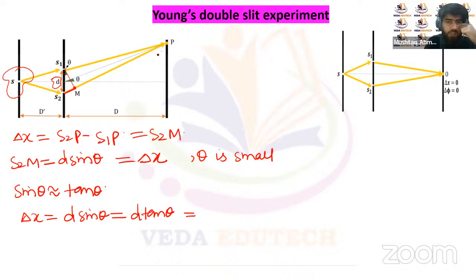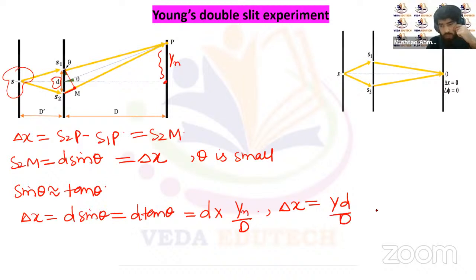Let's suppose at a vertical distance of y from the center of the screen, the spot, or the interference, occurs. So this tan theta will be y upon D, where the separation between the slit and the screen is capital D. So d tan theta will be d times y upon D. So the path difference is y small d upon capital D, where capital D is the separation between slit and screen.